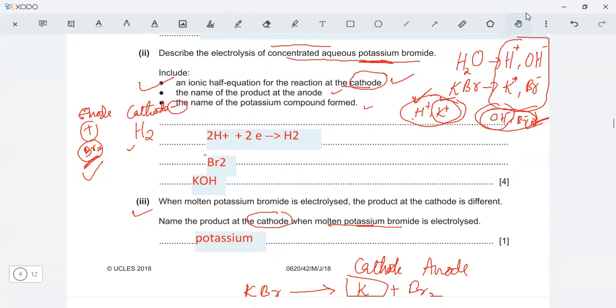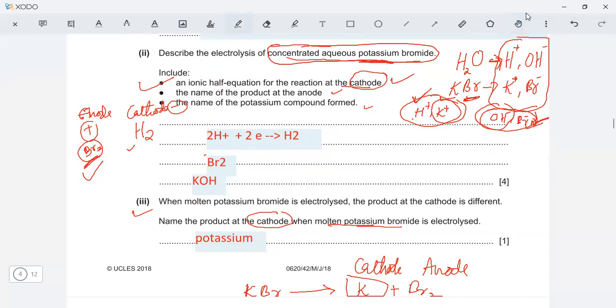So first and foremost, as they mentioned concentrated aqueous potassium bromide, in this case you will have water, but the water concentration is very low here. So when water is provided with an electric current, it is going to split into H plus ions and OH minus ions.